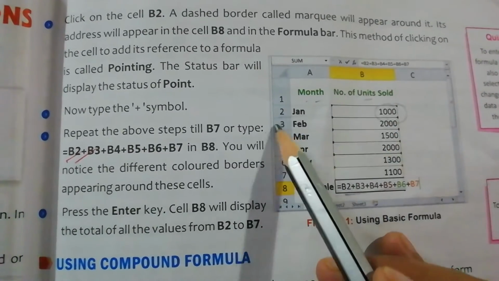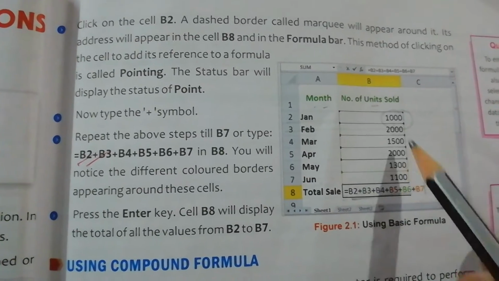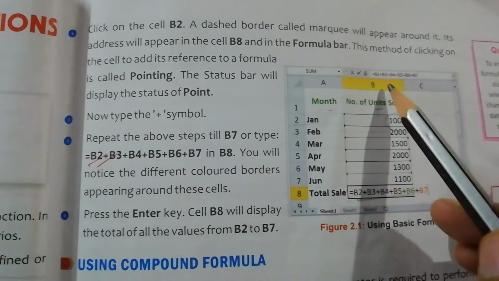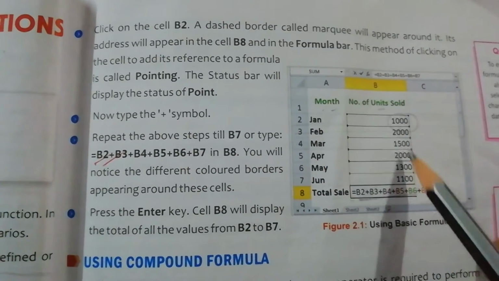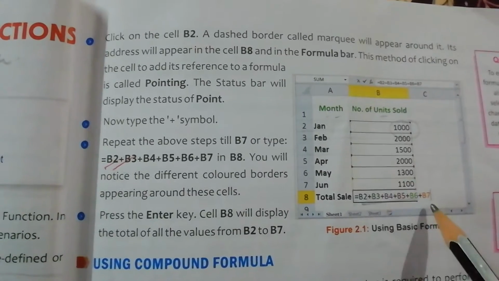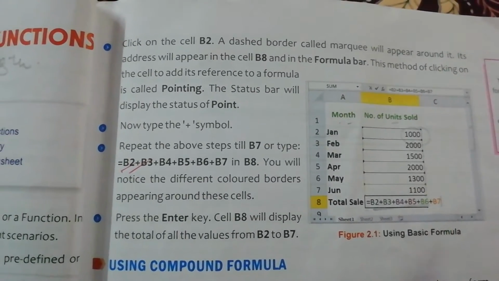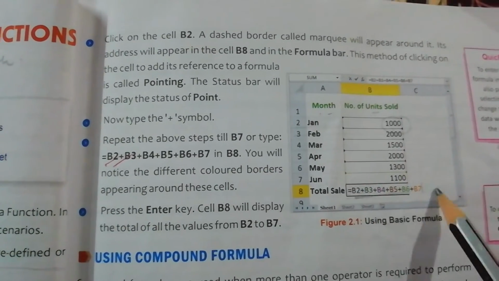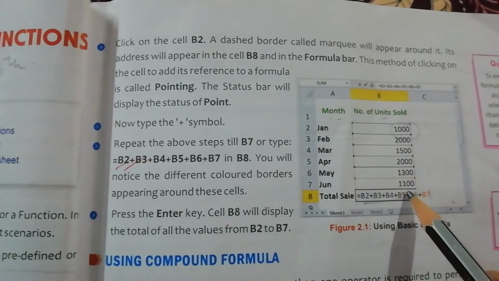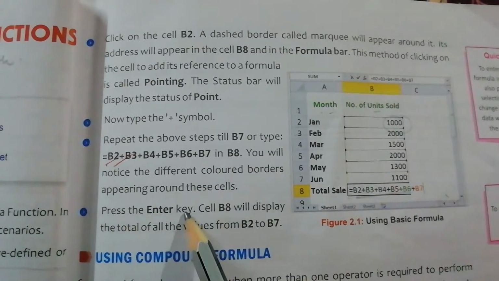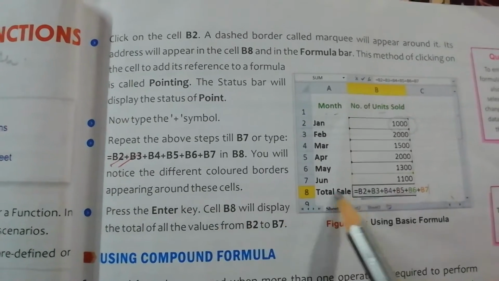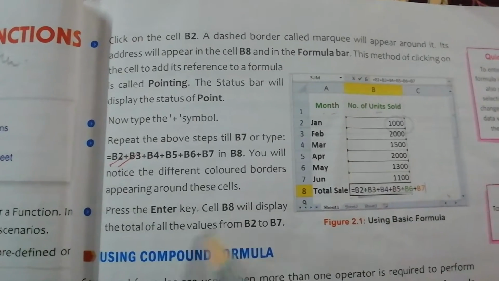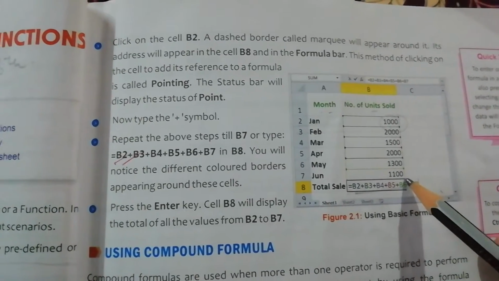Okay. Plus 2000. It's B3. Plus B4. It's B4. Then 2000. B5. Then B6, then B7, and after this you have to press enter key. Cell B8. So answer किसमें आ जाएगा? This will be replaced with the summation of these items. Now press the enter key. Cell B8 will display the total of all the values from B2 to B7.